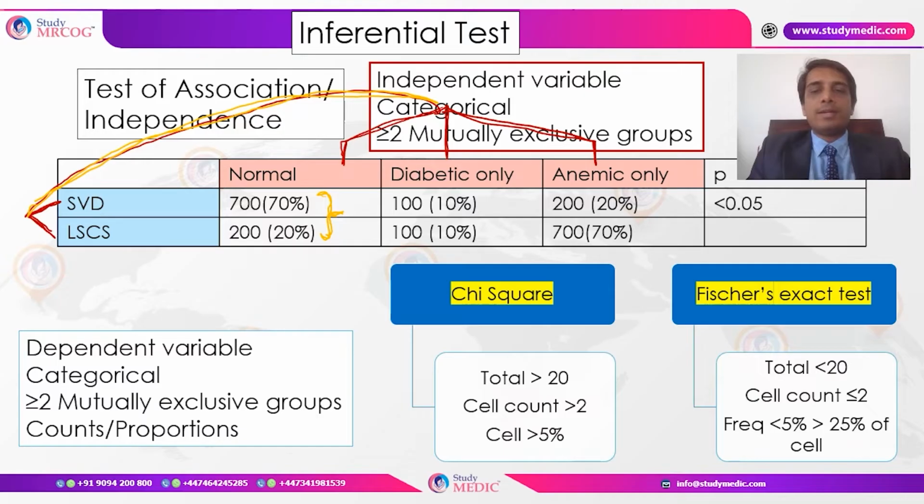So the chi-square test is a test of association or a test of independence between two categorical variables. Now, when do we use Fisher's exact test? Both chi-square and Fisher's exact test are non-parametric tests since they deal with categorical variables.